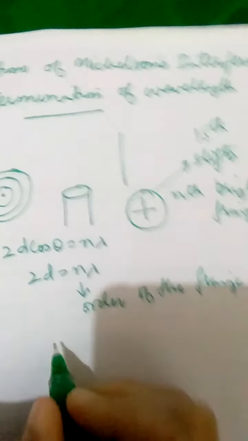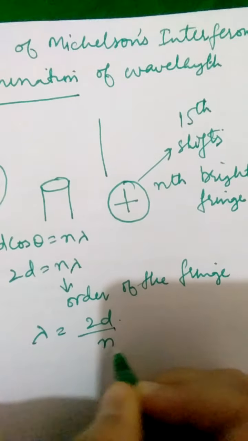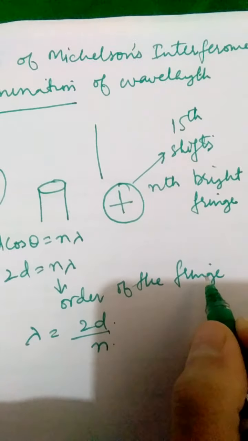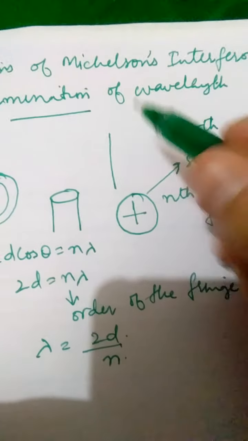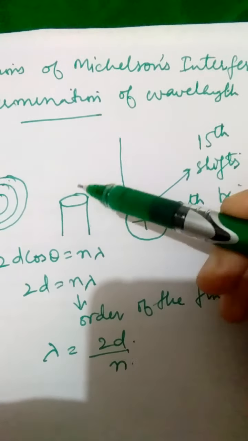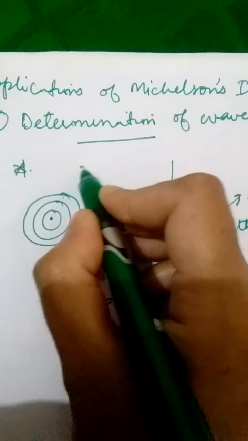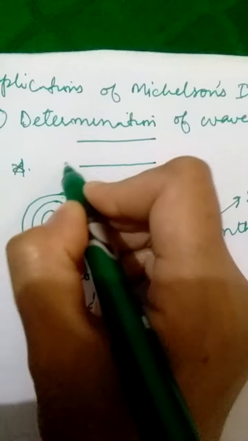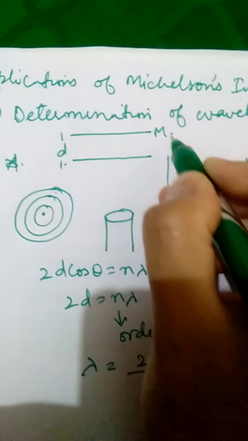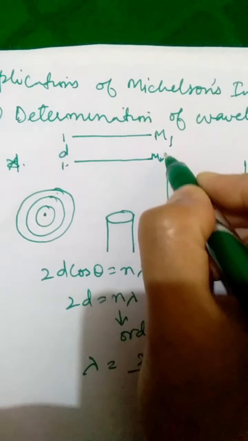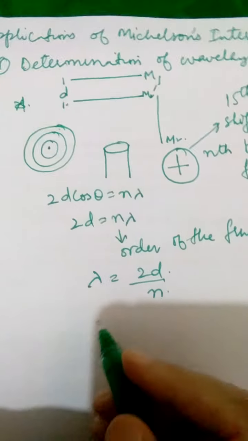Therefore, if you want to determine lambda, it can be easily done. It is 2d by n. n is the order of the fringe, that is, by how many positions the initial nth bright fringe has shifted once you moved this mirror M2 towards or away from the telescope. Remember, d is the distance, as already told in the previous video, between the mirror M1 and the virtual image M2 dash of the mirror M2. Right? So this is how you determine the wavelength.